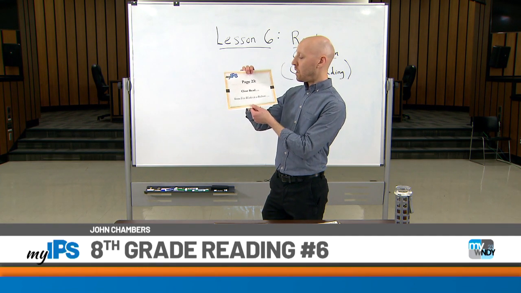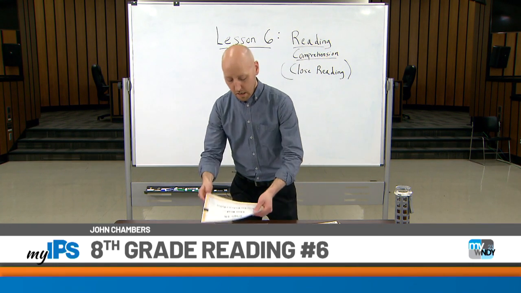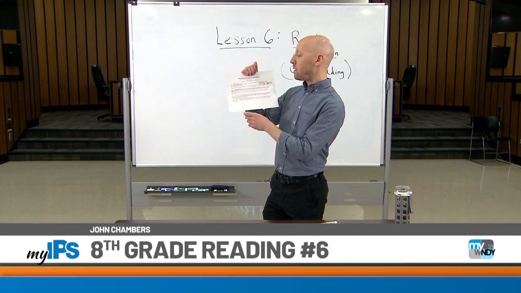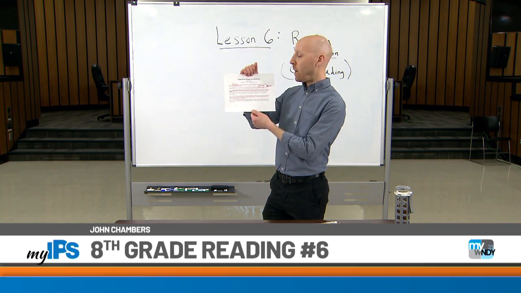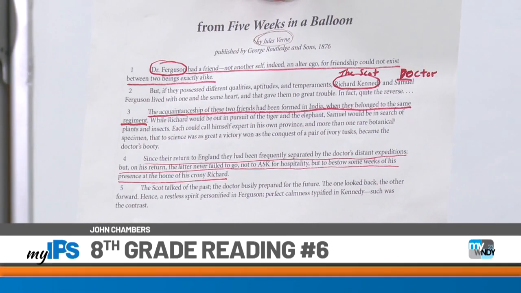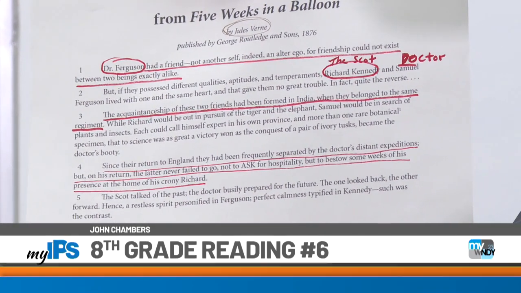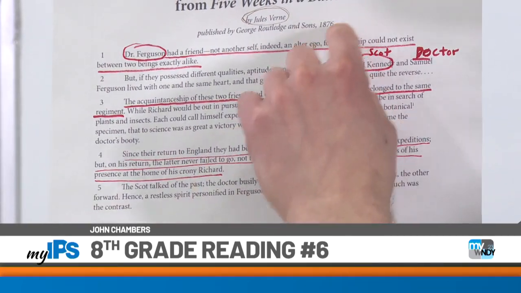So this close read is going to be from a section of text called 5 Weeks in a Balloon. And the text is by Jules Verne, who is a famous author who lived in France in the 1800s. Maybe you have read Journey to the Center of the Earth, or all of his really interesting works. He's pretty familiar with a lot of readers. And so this was published in 1876.